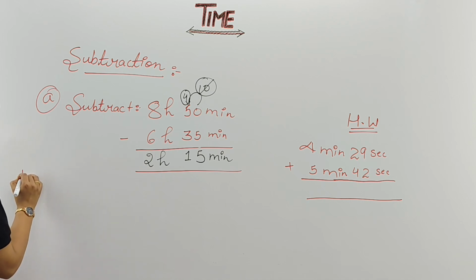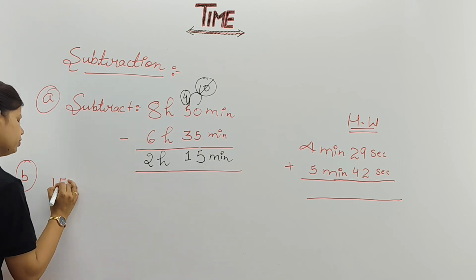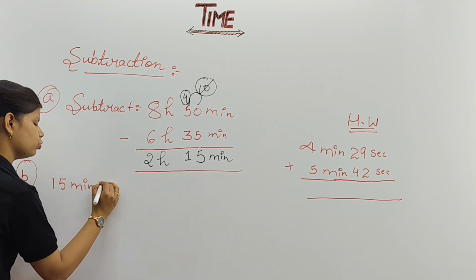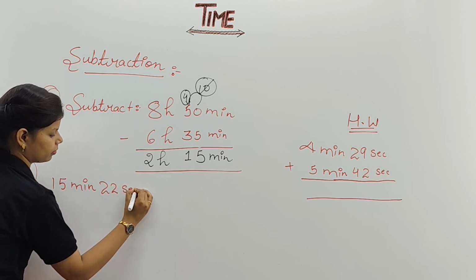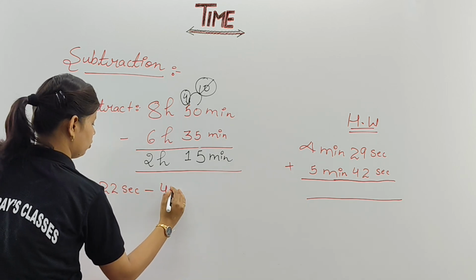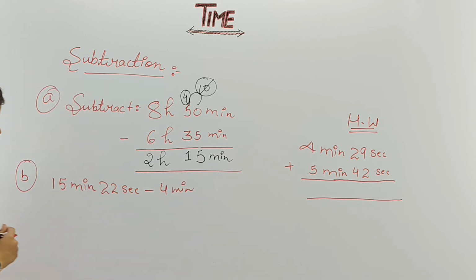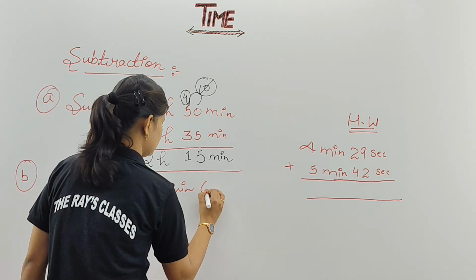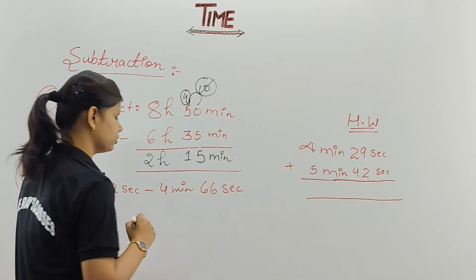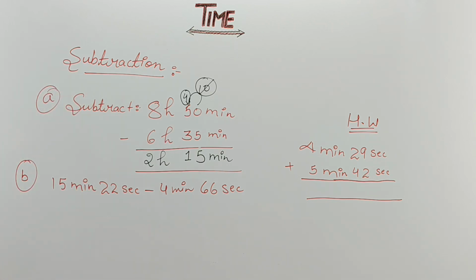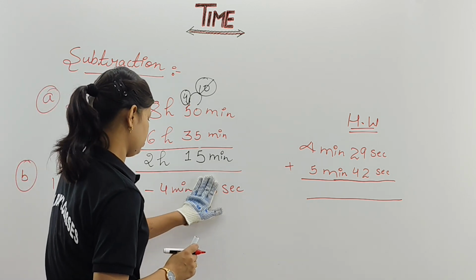Now go to the next part. B1, please write. Your question is given: 15 minutes 22 seconds minus 4 minutes 66 seconds. Clear? This is your question. Here you have the lesser number and there you have the larger number, or in place of this you can write.